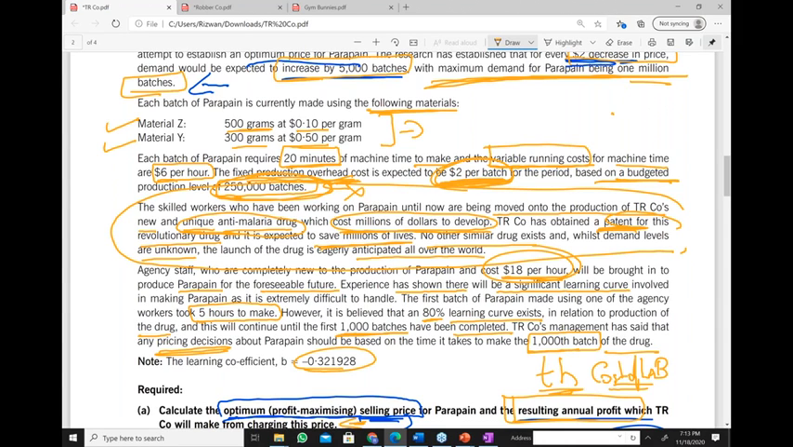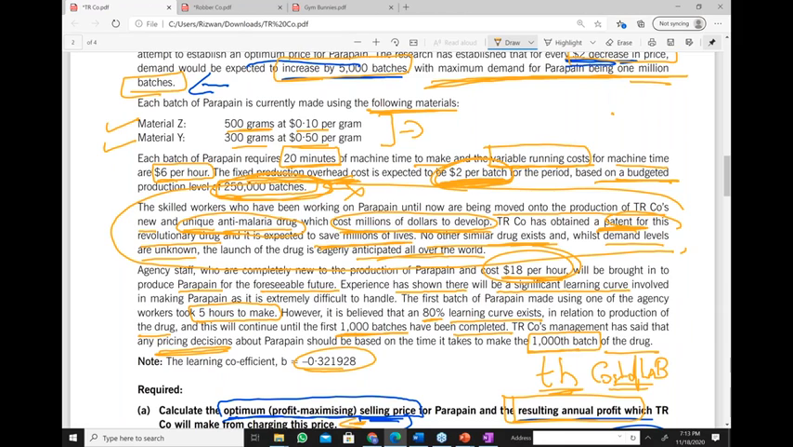Now, patent means you have the right to make this. You only have the right to make this. No other company can make this. No other similar drug exists. Demand unknown. The launch of drug is eagerly anticipated all over the world, like coronavirus vaccine. So now you tell me the conditions: unique product, patent, and high cost of development.